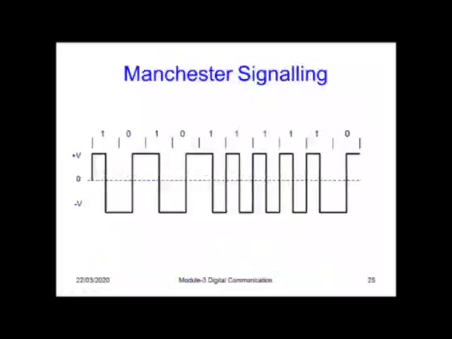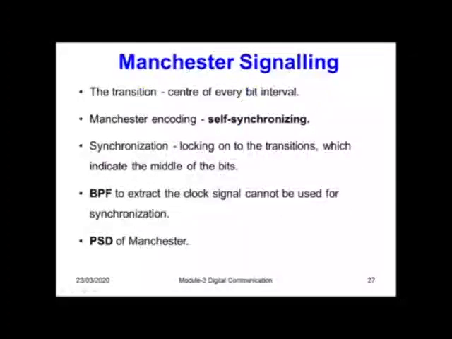It is worth highlighting that the traditional synchronization technique used for unipolar, polar and bipolar schemes, which employs a narrow bandpass filter to extract the clock signal, cannot be used for synchronization in Manchester encoding. This is because the PSD, that is power spectral density, of Manchester encoding does not include the spectral line, that is the impulse at symbol rate 1 upon T0. Even rectification does not help.